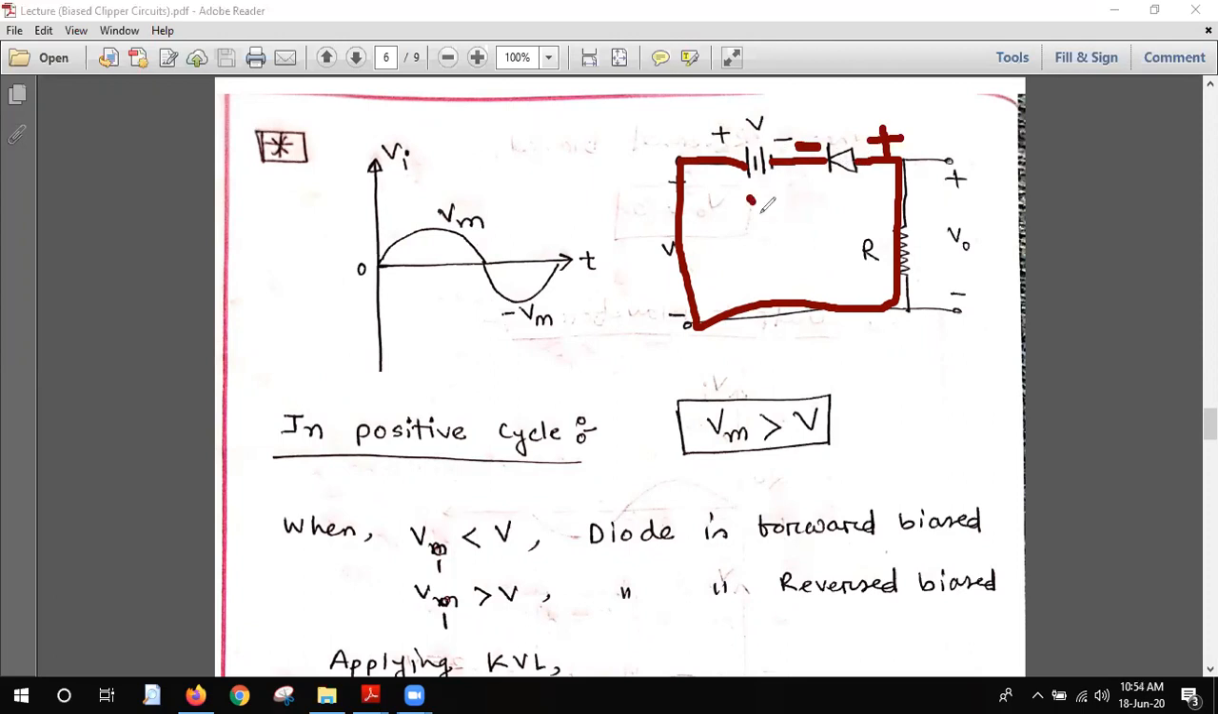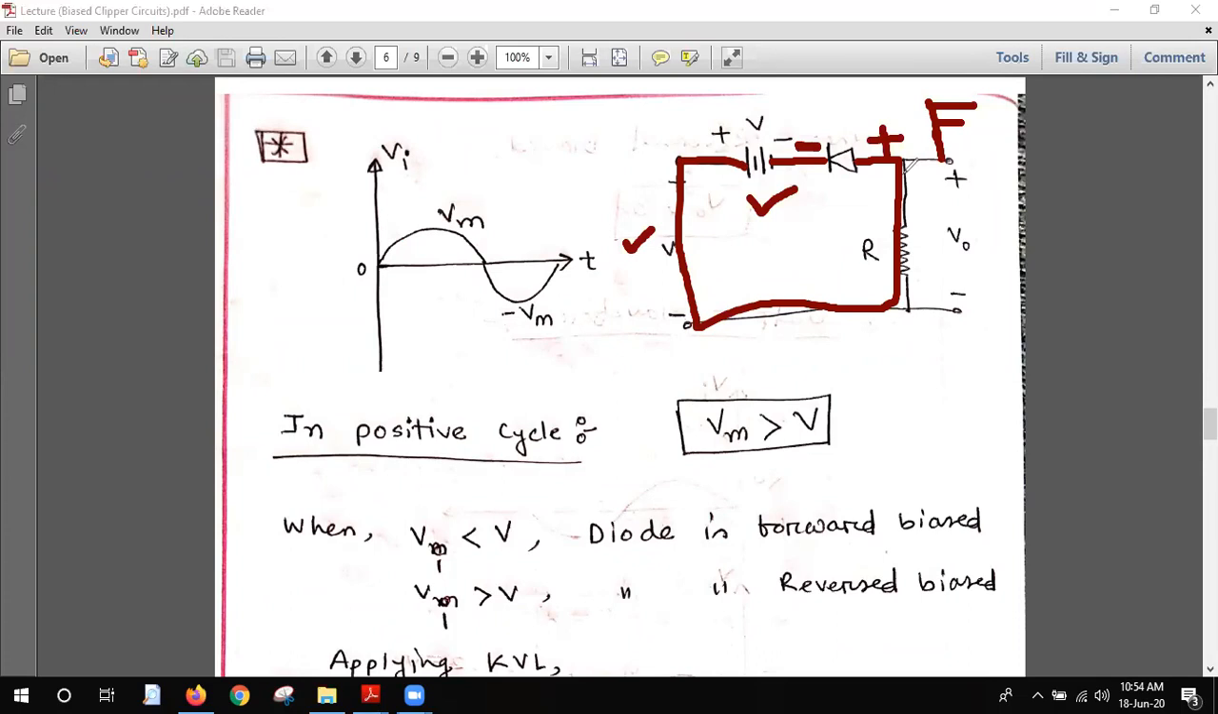For this DC supply, this diode is forward biased. So here the dilemma and the contradictory conflict happens. Sir, this is forward biased, but for VI, this is reverse biased. So what will be the exact output, or what will be the exact scenario?